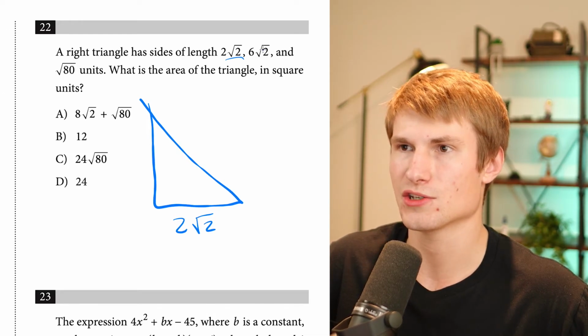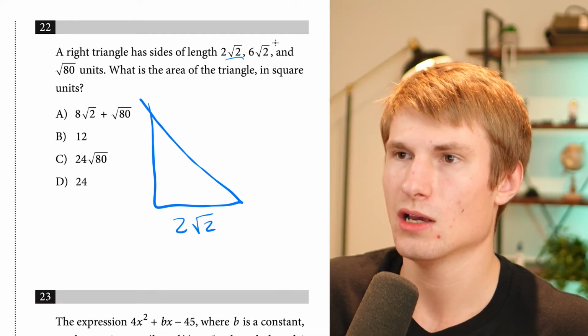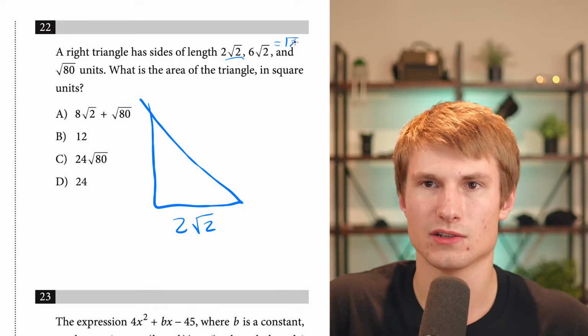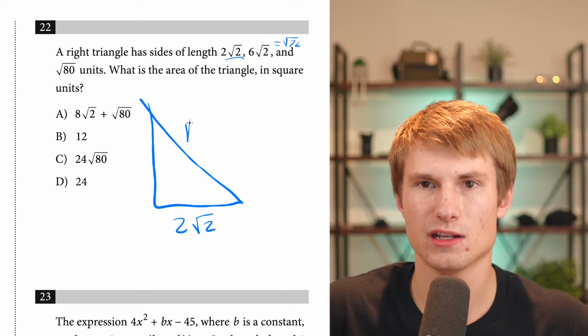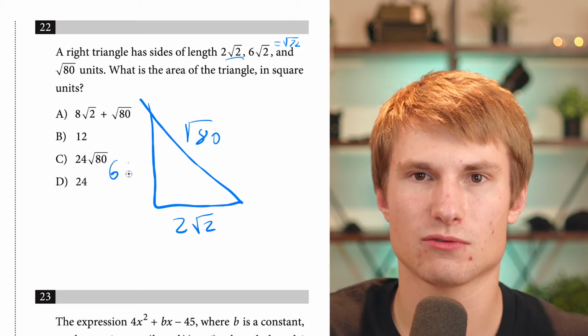To do that, I'll take 6, I square it, that's 36. 36 times 2 is equal to root 72. So I can write that as root 72. I see that that's going to be less than root 80. So root 80 is here. And then we have 6 root 2 over here.